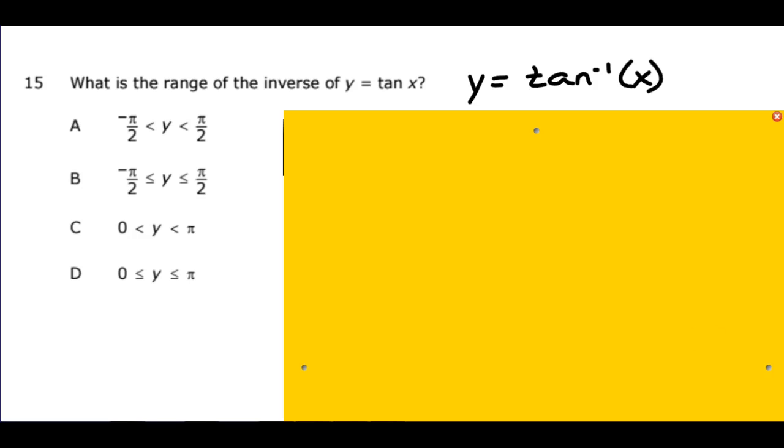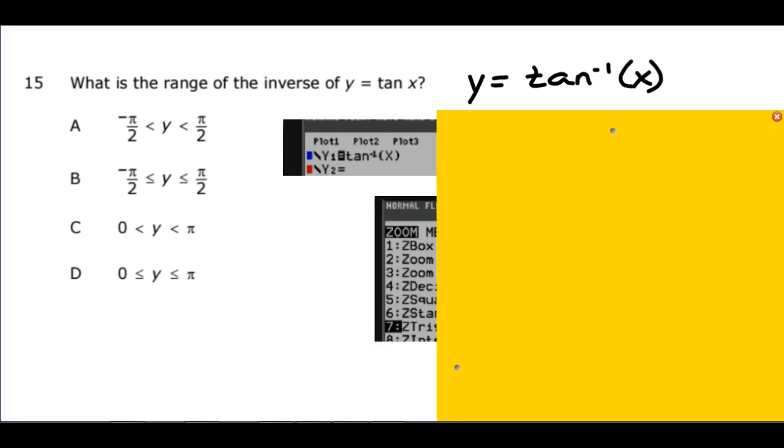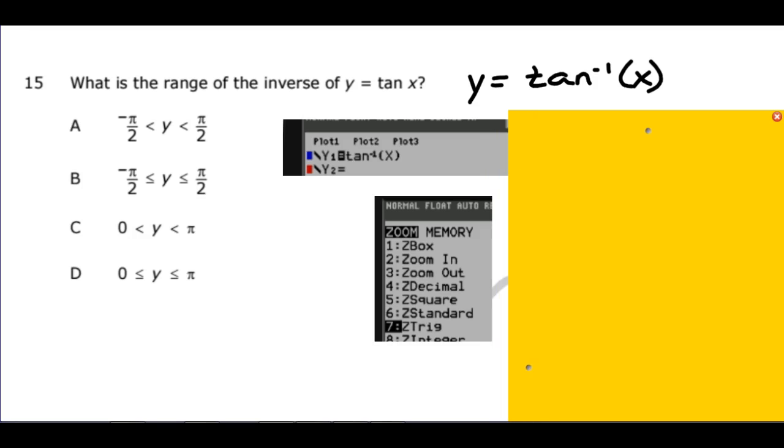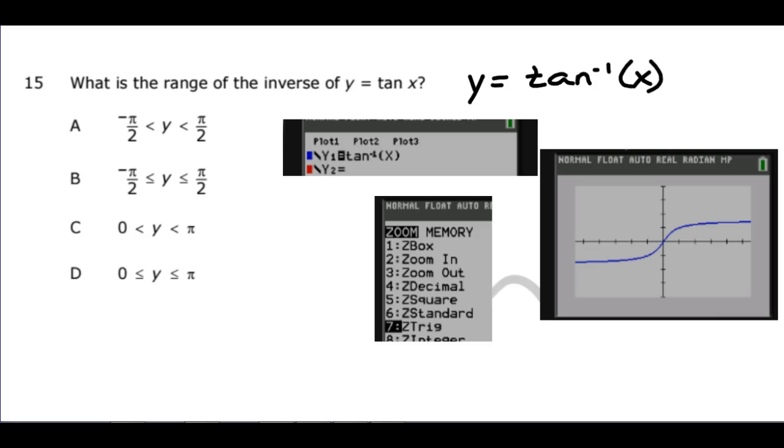So if I graph y equals the arctangent of x, first of all, I'm going to want to make sure that I put that in y equals, and that instead of just hitting graph, because it's not going to look very pretty if I do, I'm going to hit zoom and ZTrig. When I hit ZTrig, my graph is going to look like that. Yours might not be in color, but it's still going to look like that. When my graph looks like that, I should be able to automatically, with no question, eliminate C and D, because of the y values that we see here.